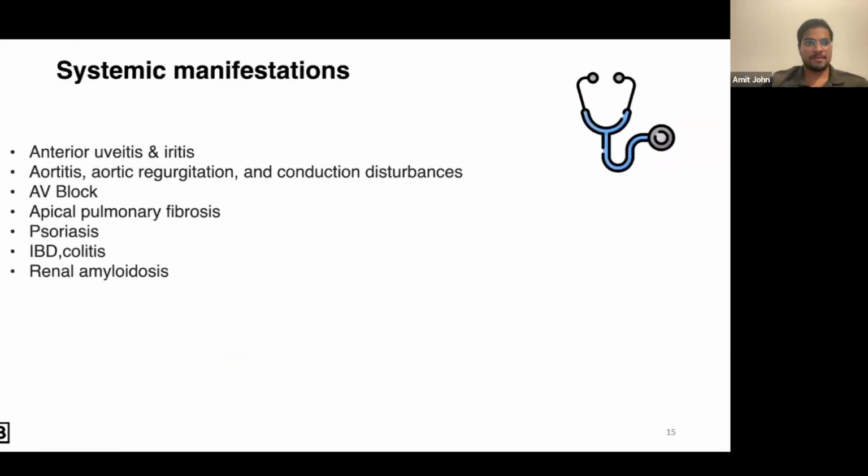Moving on. So yeah, these are the main systemic manifestations. There are a bit more, but the main ones are the 6As. So yeah, just the anterior uveitis, iritis, AV block, aortic regurgitation, aortitis, other complete heart blocks, apical pulmonary fibrosis, psoriasis, inflammatory bowel disease, renal amyloidosis, and colitis.